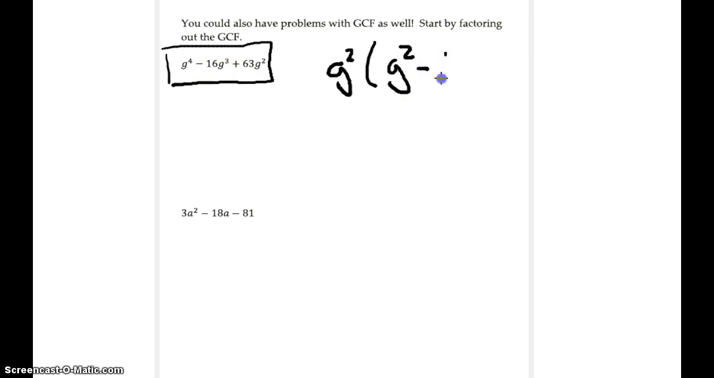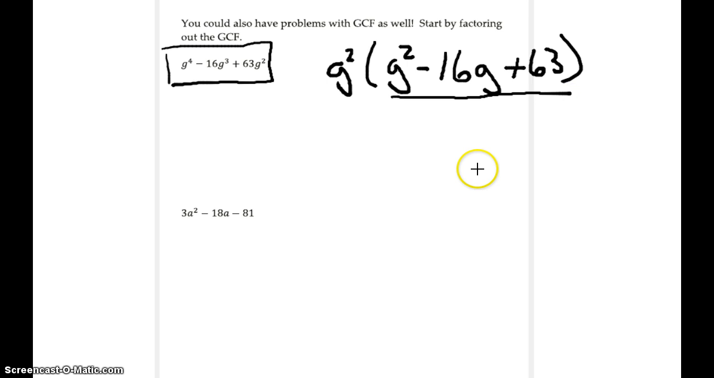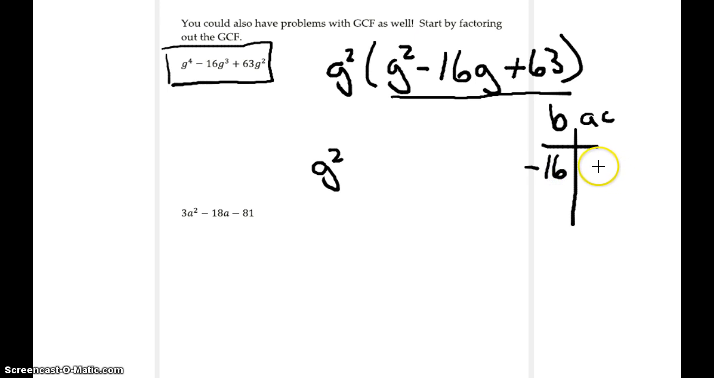G squared minus 16G plus 63. Do I now have a quadratic? Absolutely. I can put my G squared over here. I have my BAC. I'm adding to negative 16 and I'm multiplying to 63. I now know that I need a negative number. Well, here I have a positive number. How am I going to end up with a negative number?